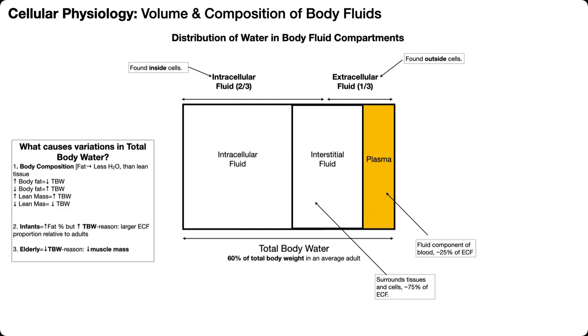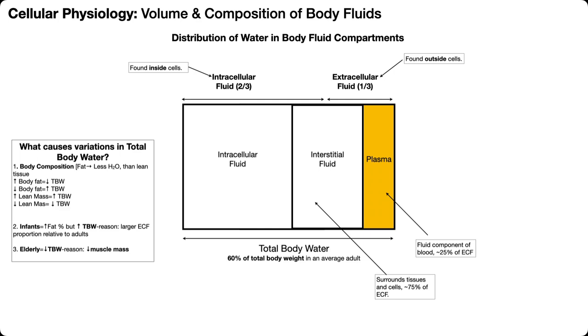Now, there's several factors that influence this total body water. First being body composition. All right, now fat's going to contain less water than lean tissue. When we talk about lean tissue, we're talking about muscle tissue. All right, and that's going to lead to some of the differences in total body water based on fat and muscle mass. So when we see an increase in body fat, we're going to be seeing a decrease in total body water. When we see an increase in lean mass, we'll see an increase in total body water, or the opposite, decrease in lean mass, we're going to see a decrease in total body water.